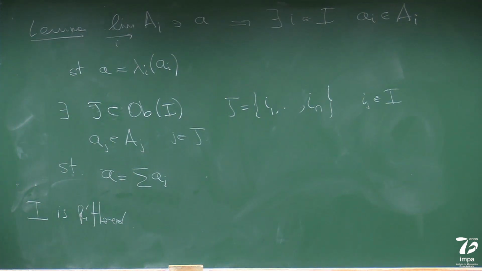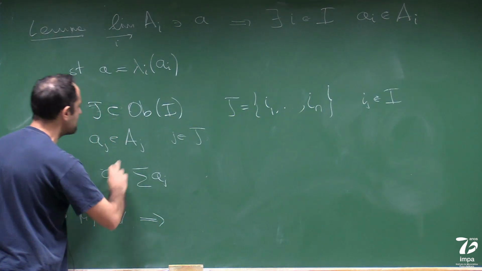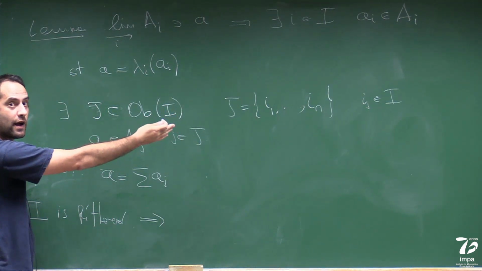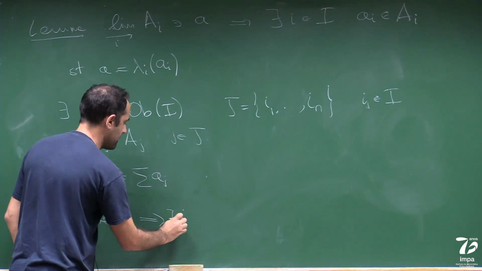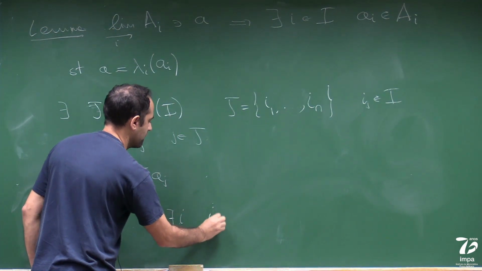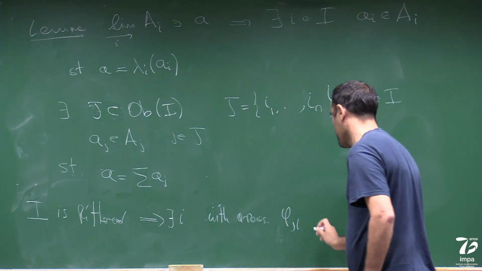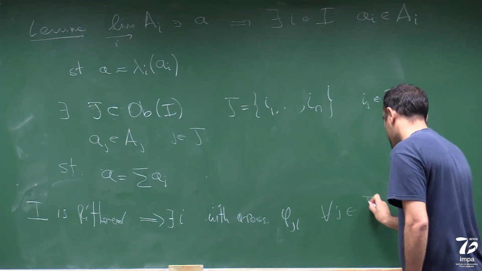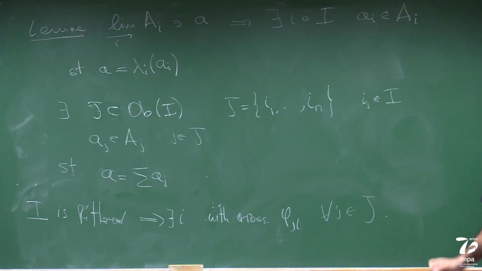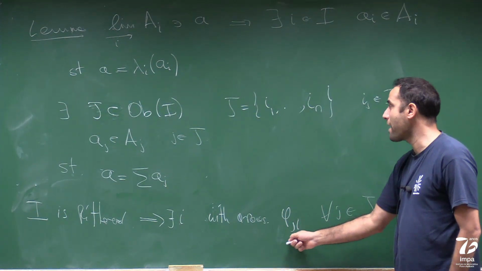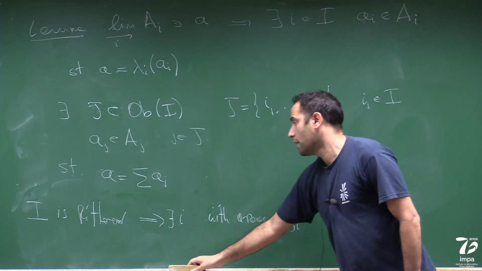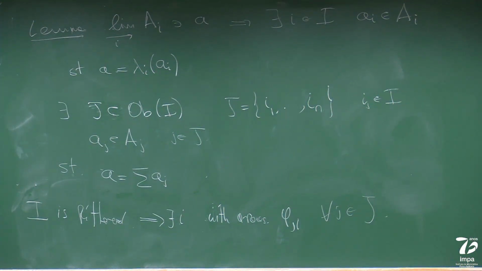It's the same proof that you would do for vector spaces. Since I is filtered, there's a maximum guy. Well, there's not a maximum within J, but there's something that is larger than all of these i_j's. So there exists some i with arrows phi_ji for every j in J. So there's something that admits arrows from every one of the little j's. And this is just the fact that I was filtered. Whenever you gave me two arrows, you had something that was larger than the two of them. And since this set is finite, I'm guaranteed to have something that is larger than all of them.